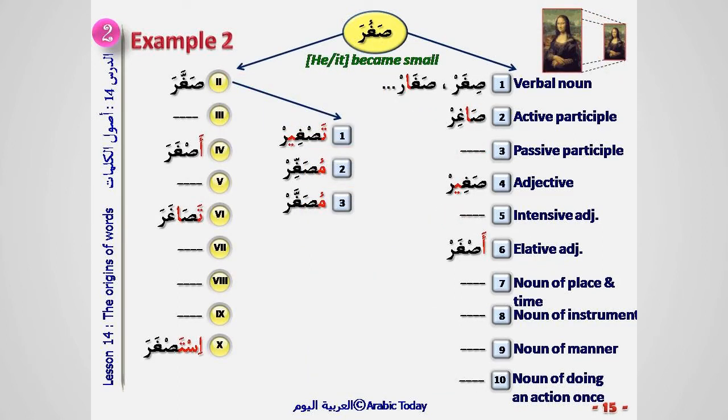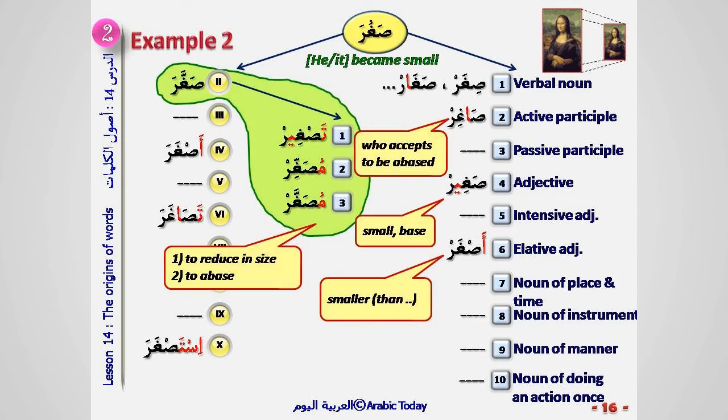The second example of a verb-based derivation considers the intransitive verb صغر, which literally means to become small. In the figurative sense, it means to become base or mean. Note that not all patterns are valid. Here again, the second derived verb pattern, صغر, expresses the transitive meaning of making the size of something smaller. In the figurative, it means to abase a person.